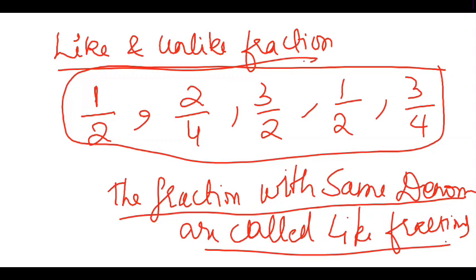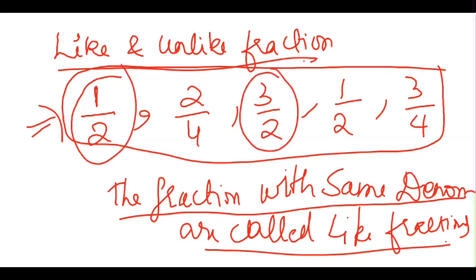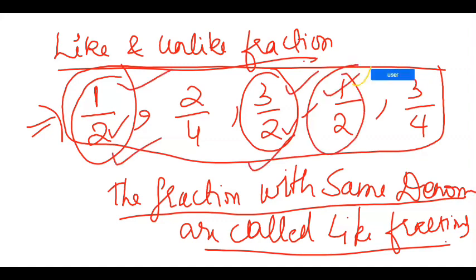So please tell me which are the like fractions now. Denominator means the one that is in the bottom. I've given some examples here. Now we have to select such fractions which have same denominators. 1 by 2 and 3 by 2 have same denominator, right? Yes, 2 is in the bottom. So this is like, this is also like. So 3 fractions are like here.